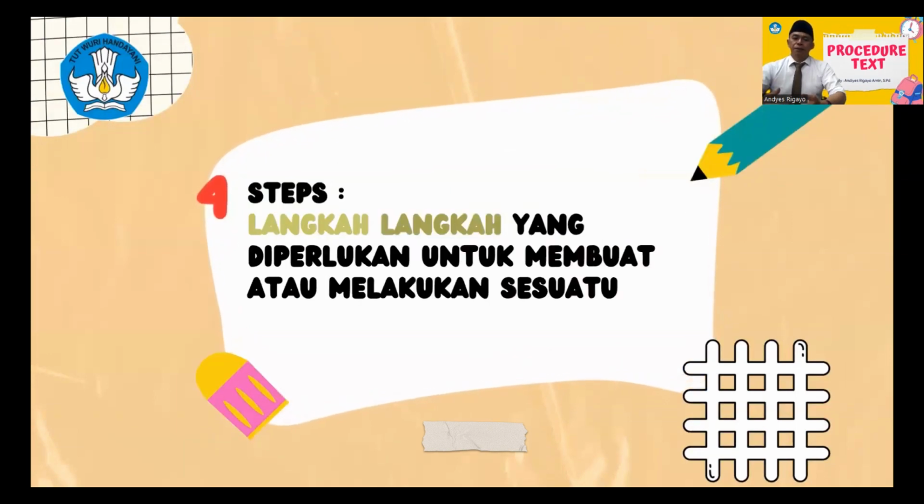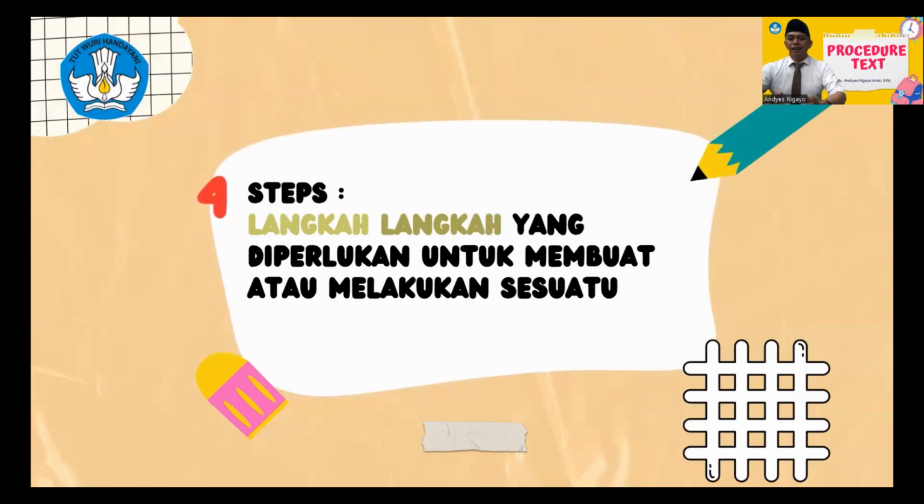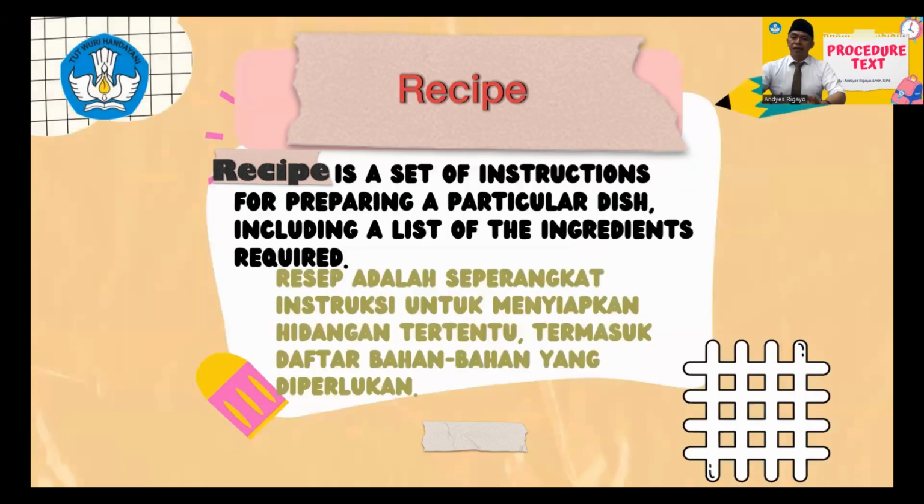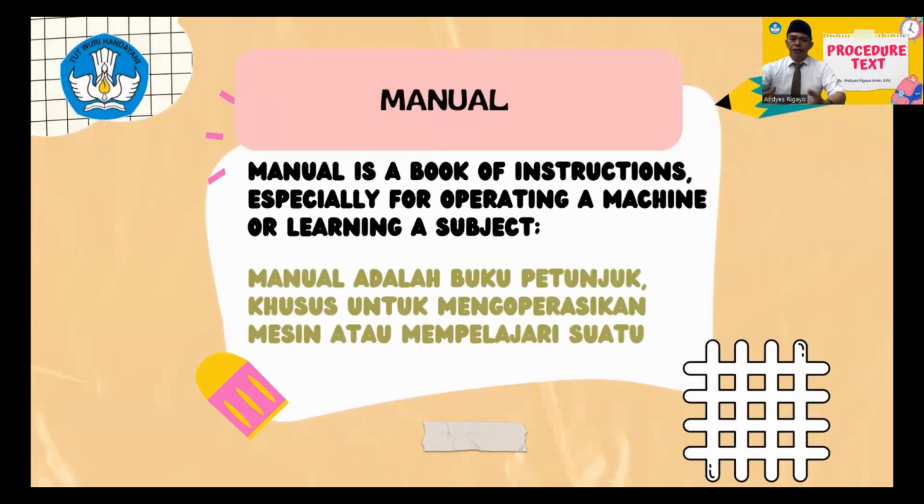The four steps. This is the most important. Step adalah langkah-langkah yang diperlukan untuk melakukan sesuatu. The next topic is about recipe and manual. Recipe is a set of instruction for preparing. Manual is a book of instruction, especially for operating a machine or learning a subject.